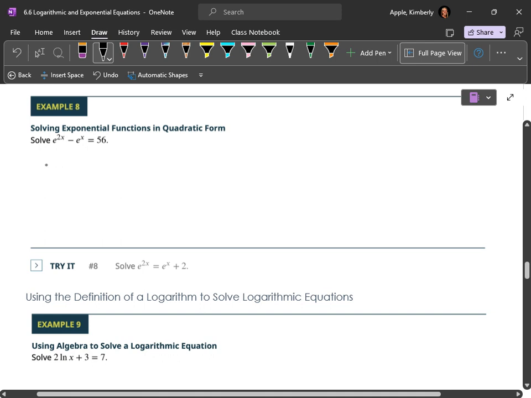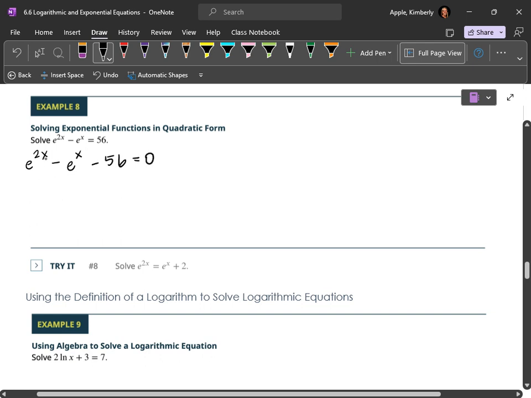So the first thing I want to do is recognize that this is a quadratic because of that square there. Let's see. Sorry about that. This will be minus e to the x. And then let's move everything to one side equals 0.